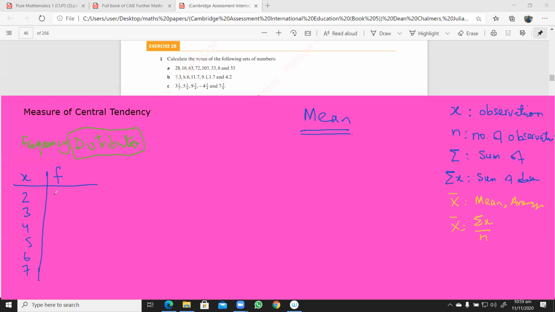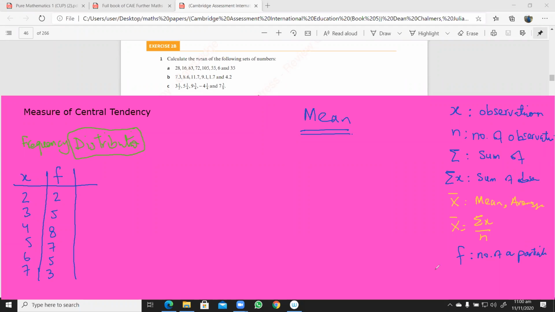So let's say I got 2 eggs 2 times, 3 eggs 5 times, 4 eggs 8 times, 5 eggs 7 times, 6 eggs 5 times, and 7 eggs 3 times. So we have a new symbol over here, that is f. f means the frequency. This frequency is actually the number of times a particular observation occurs. If we want to see how many times I got 2 eggs, that will be the frequency of 2. How many times am I getting 5 eggs? You see there is a 7 in front of that.